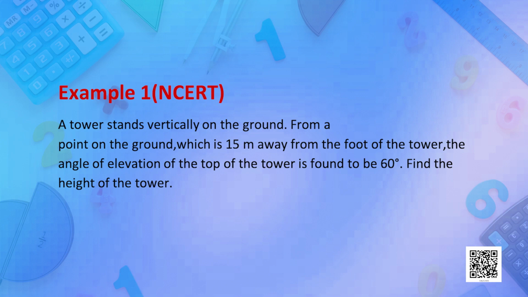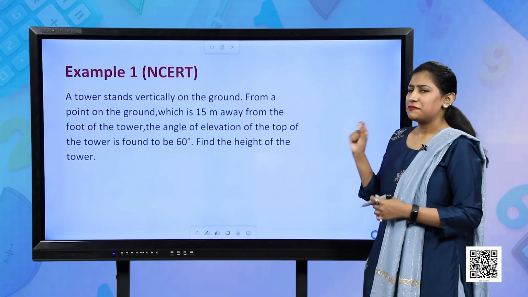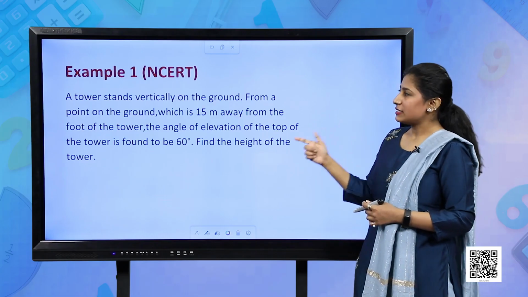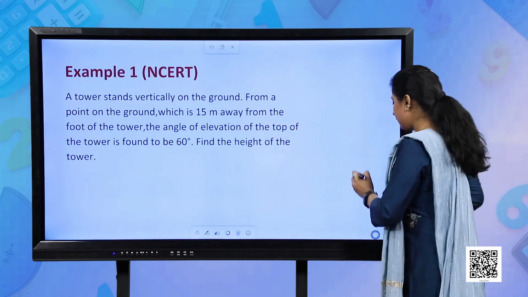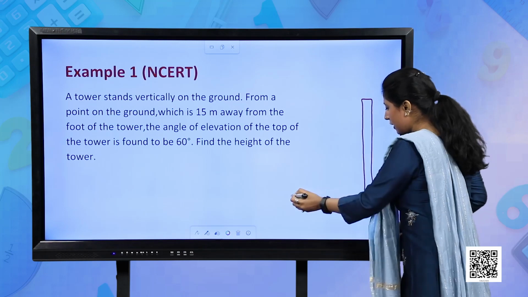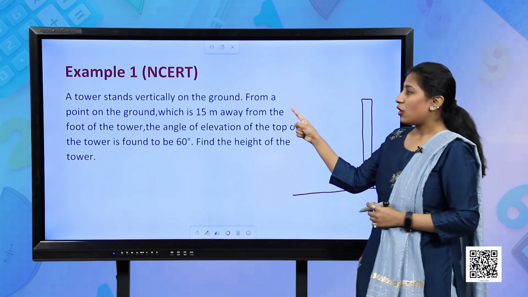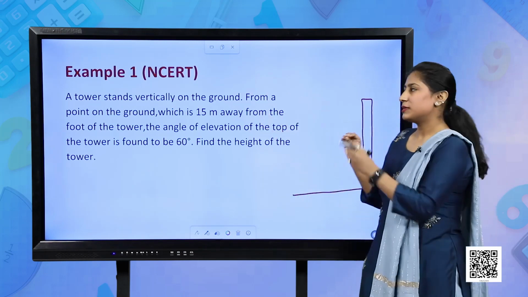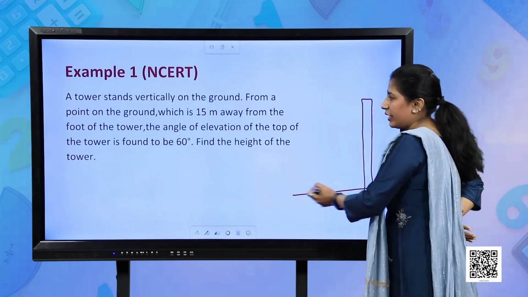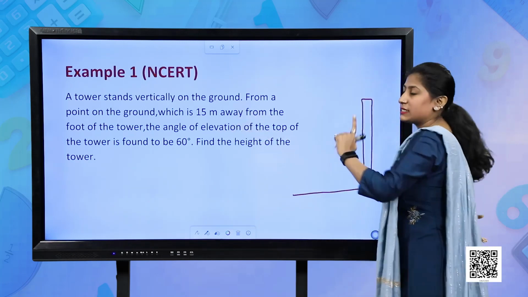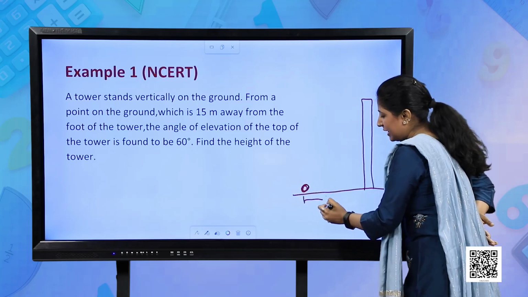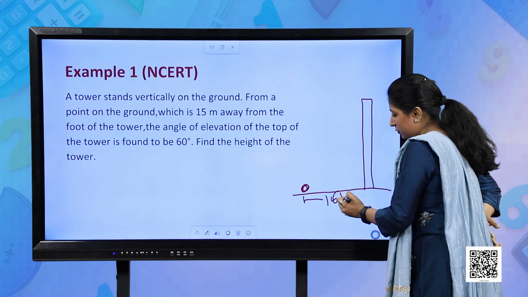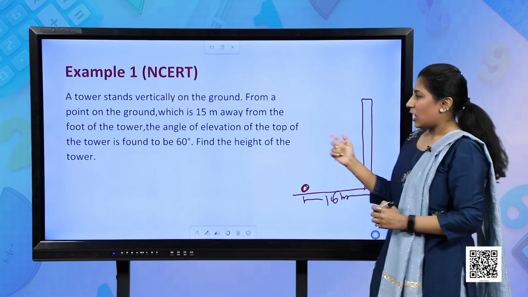So this is example 1 from your NCERT book. A very simple example. What it says, a tower stands vertically on the ground. Okay? We have made a tower on the ground. Now what? From a point on the ground. So there is a point on the ground, I don't know where, which is 15 meters away. So now I know this is a point which is 15 meters away from the foot of the tower.